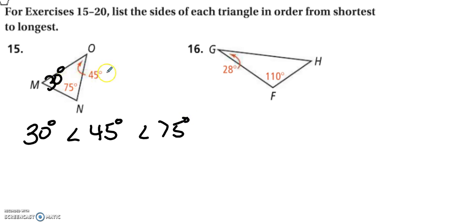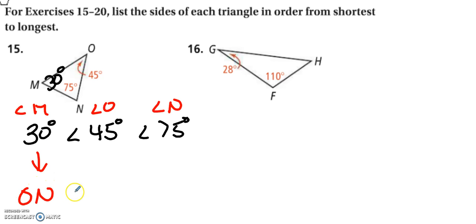So again, do what's opposite. This is angle M, this is angle O, this is angle N. So what's opposite angle M, which is ON, is going to be less than what's opposite angle O, which is MN, which is less than what's opposite of angle N, MO.